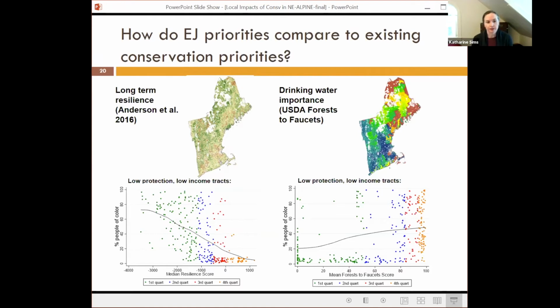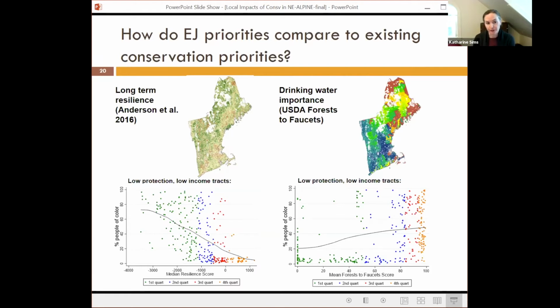For example, on the left, long-term resilience is negatively correlated with people of color within those low availability and low income tracts. So prioritizing based on resilience would really leave out a lot of communities of color. It would also leave out just a lot of low income communities. You can see that there's not that many orange dots there, meaning that not that much of that land was classified in the highest quartile of resilience.